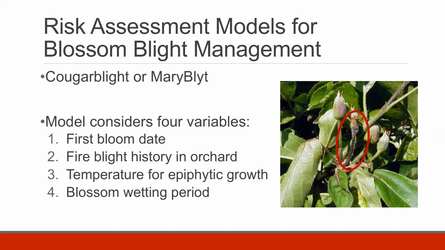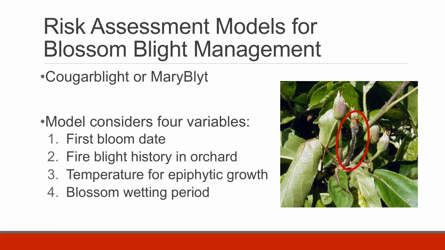There are 2 models that can be used to predict infection risk levels during the bloom season. And these models are used in order to determine the best timing to apply antibiotics to control the blossom blight stage of the disease. So there are 2 models available, Cougar Blight and Maryblyt.